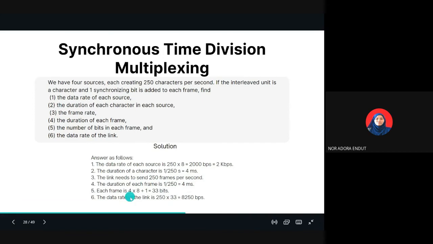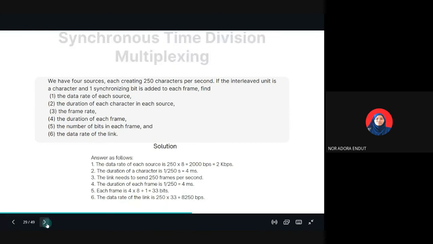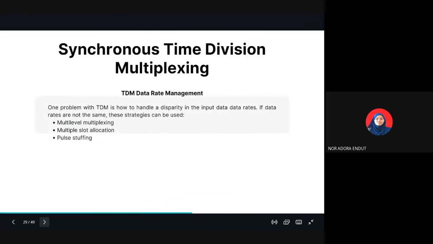Okay, so each frame is berapa bits? Sebab ada 8 kali 4 untuk setiap source, and then tambah satu synchronizing bit. Okay, so that will make it 33 bits per frame. Okay, so since kita ada 250 frames, 33 times 250 will be 8250 bits per second. Okay, so now dia bukan lagi lah multiples of this kan. Okay, dia tambah sedikit. Okay, sebab ada synchronizing bit tadi.